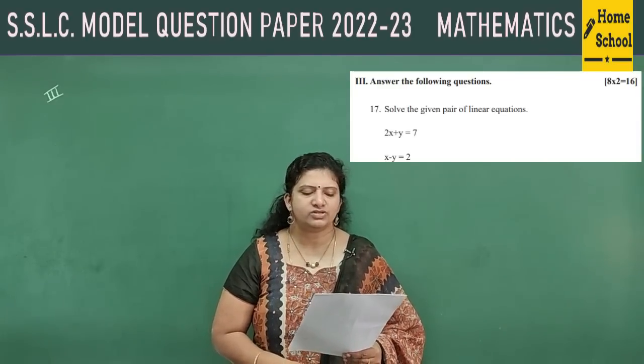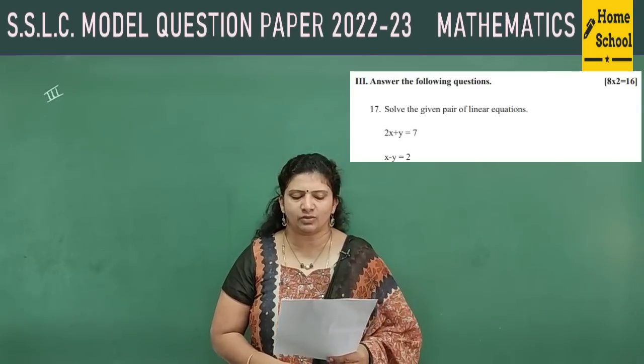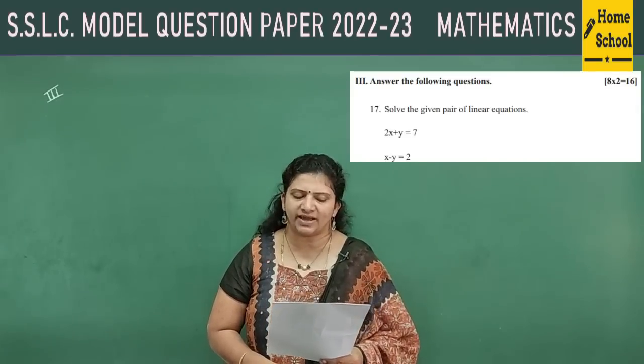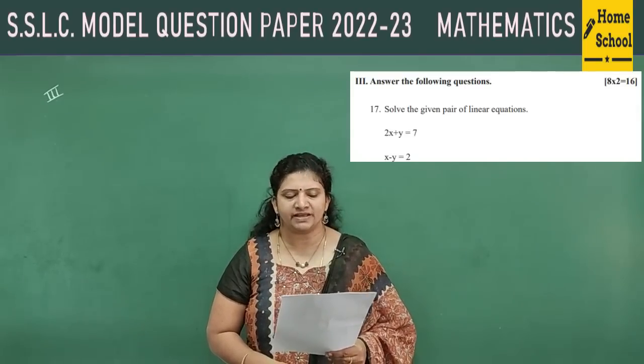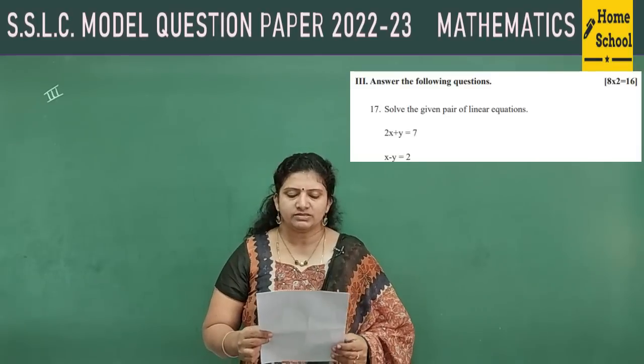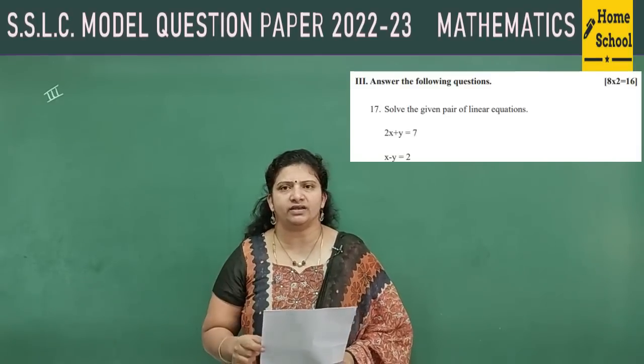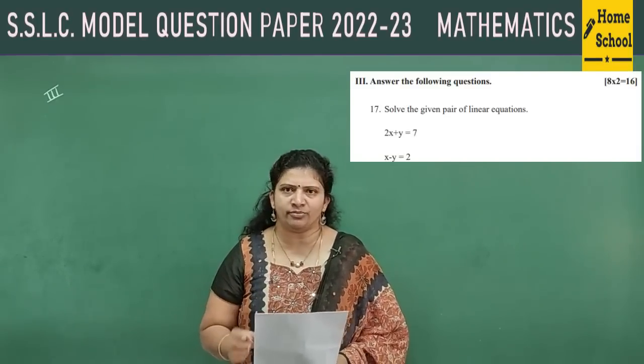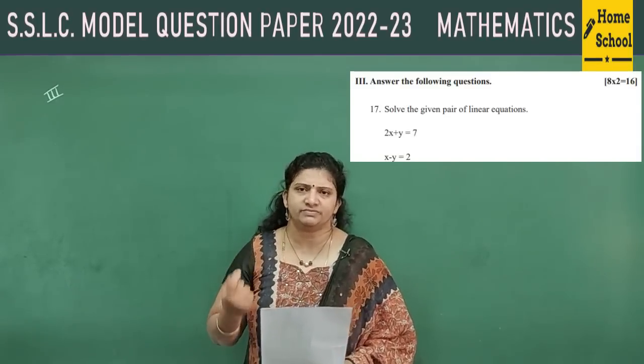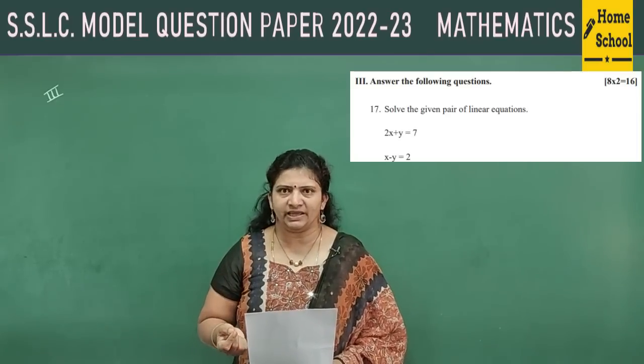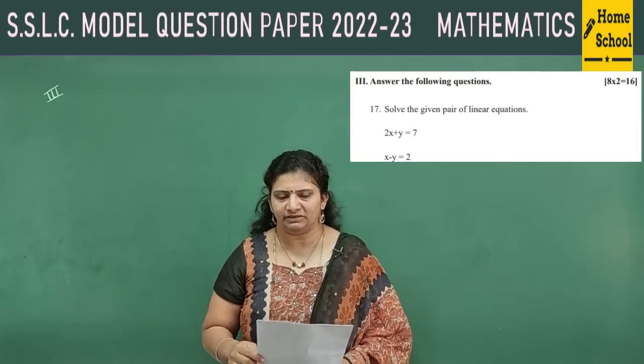17th one, solve the given pair of linear equations. 2x plus y is equal to 7, x minus y is equal to 2. See, in this solve given, you can choose your own method. That means either substitution, cross multiplication or elimination method.